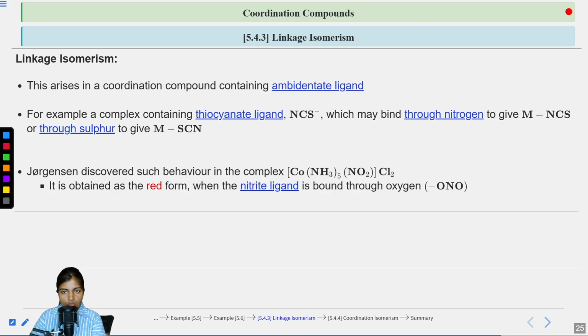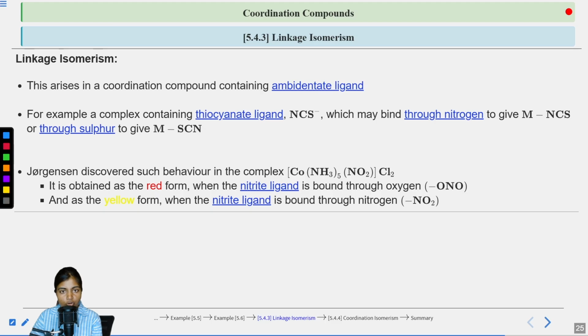So when this ONO type of bond forms, that means oxygen forms the bond with the cobalt, the central metal ion, and this complex is obtained as the red form. Similarly, it is obtained in the yellow form when the nitrite ligand is bound through the nitrogen. This is an ambidentate ligand, so it can bind through nitrogen and oxygen as well.